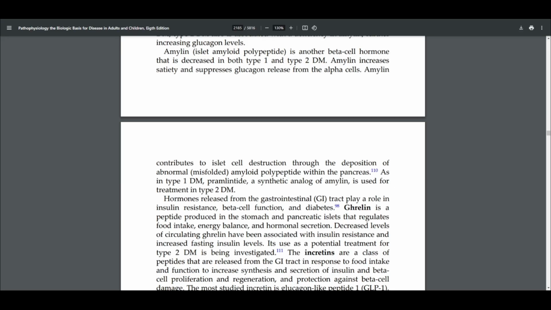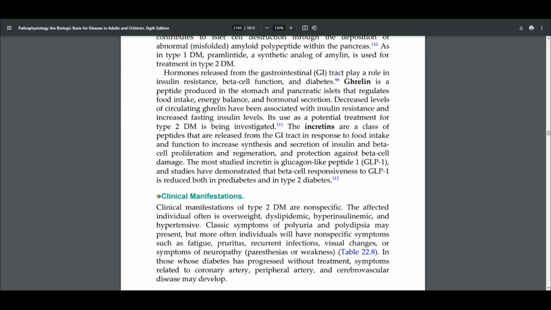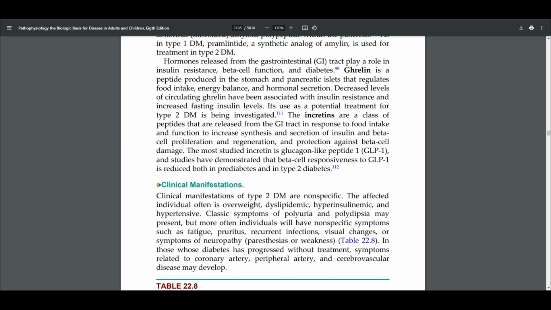As in type 1 diabetes, pramlintide, a synthetic analog of amylin, is used for treatment in type 2 diabetes. Hormones from the gastrointestinal tract play a role in insulin resistance, beta cell function, and diabetes. Ghrelin is a peptide produced in the stomach and pancreatic islets that regulates food intake, energy balance, and hormonal secretion. Decreased levels of circulating ghrelin have been associated with insulin resistance and increased fasting insulin levels. Its use as a potential treatment for type 2 diabetes is being investigated.